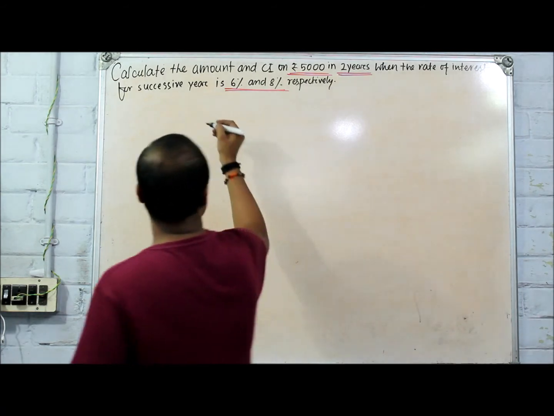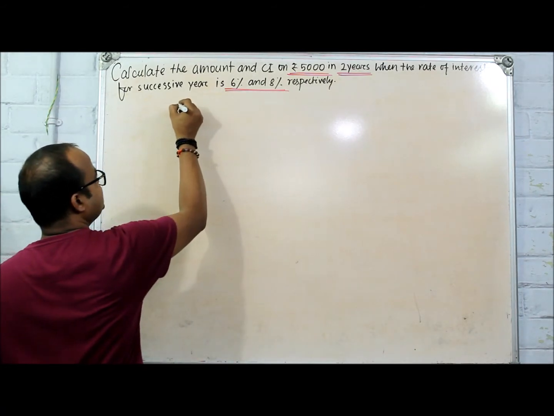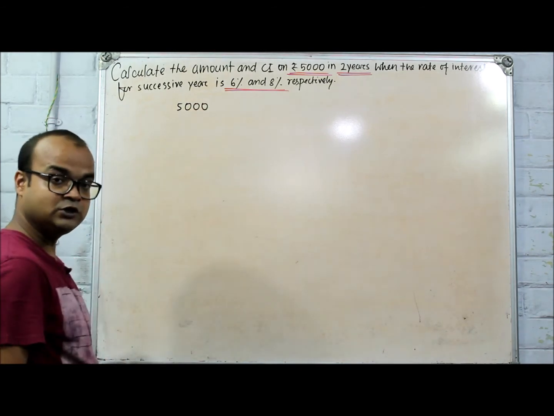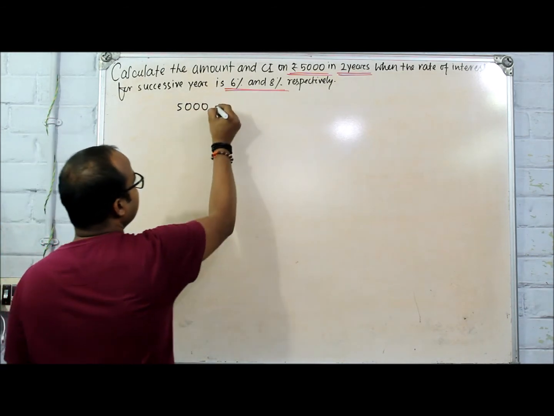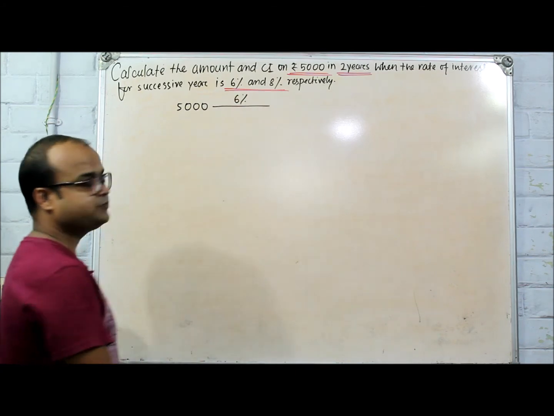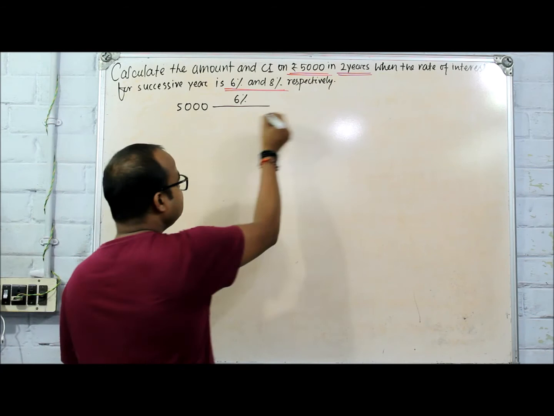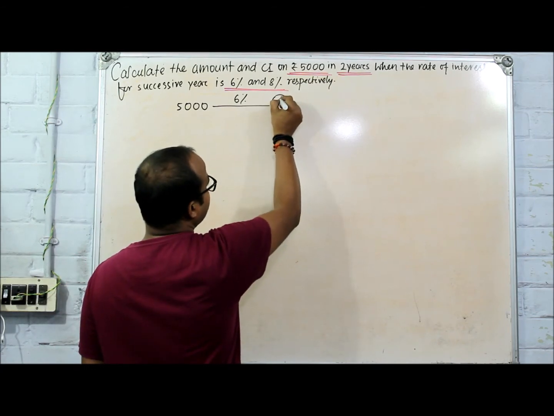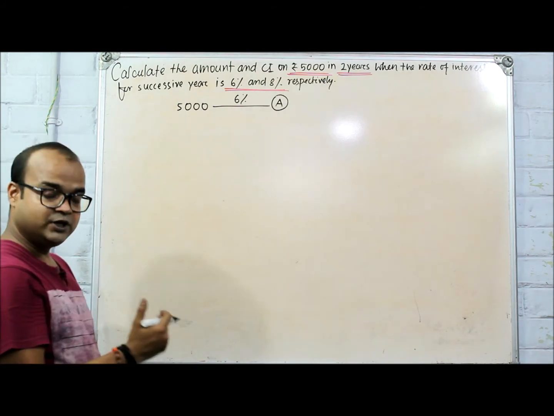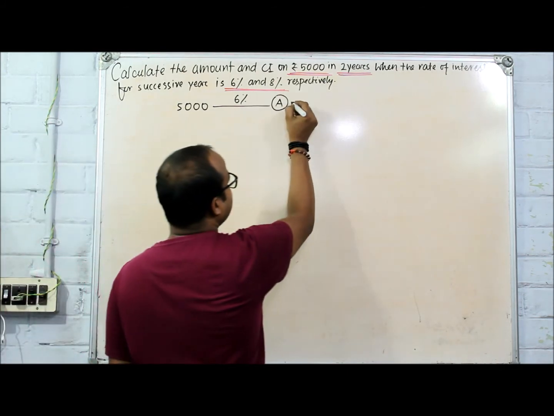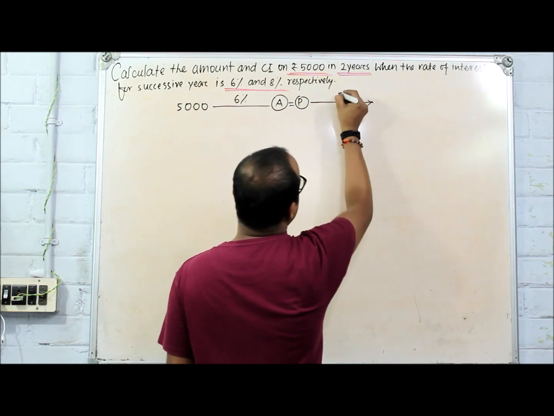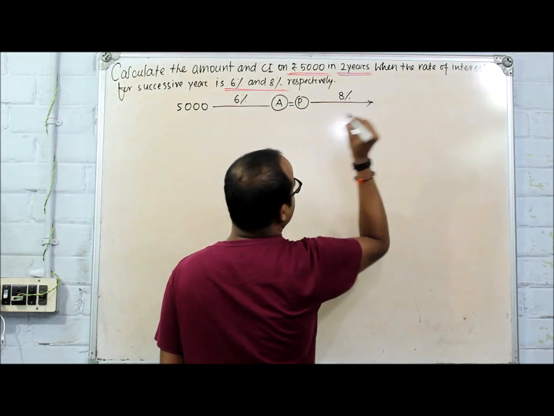If I explain through a flow chart, that means 5,000 rupees is deposited on a compounded yearly basis. So in the first year you are getting interest at the rate of 6%. At the end of the first year your principal will be converted into amount, and that amount will be the principal for the next year, and in the next year your rate of interest is 8%.